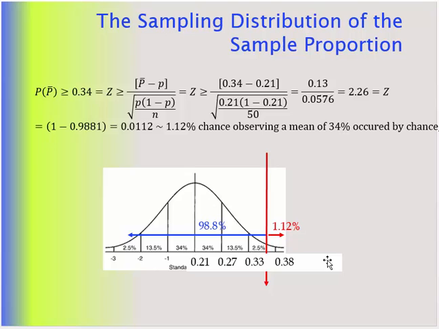But the likelihood of obtaining a value of 34% or less, so all of these values from 34% all the way down to 0, that would be 98%. So it has to do with the way the question's asked on whether or not you subtract it from 1 or you just use the value as it is.